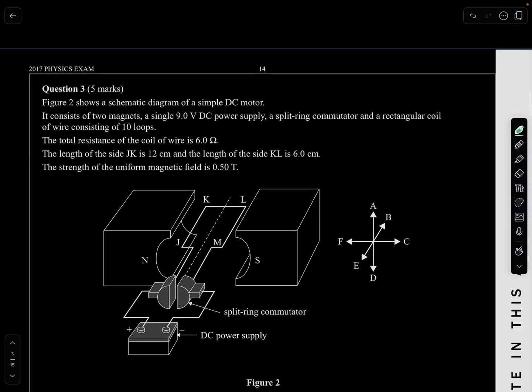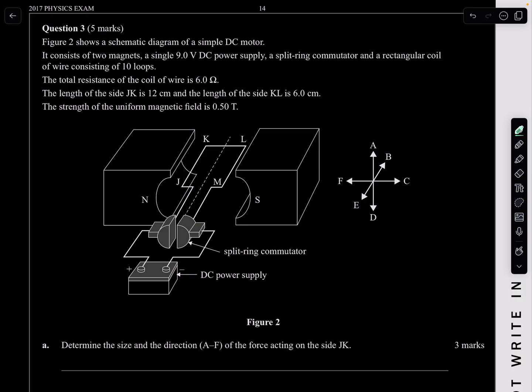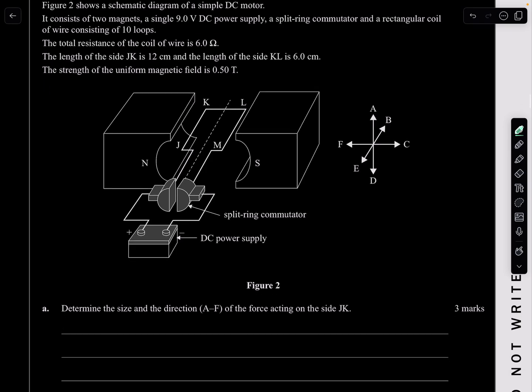Easy. Question 3. Figure 2 shows a schematic diagram of a simple DC motor. It consists of two magnets, a single 9-volt DC power supply, a split ring commutator, and a rectangular coil of wire consisting of 10 loops. The total resistance of the coil of wire is 6 ohms. The length of the side JK is 12 centimeters, and the length of KL is 6 centimeters. The strength of the magnetic field is 0.5.